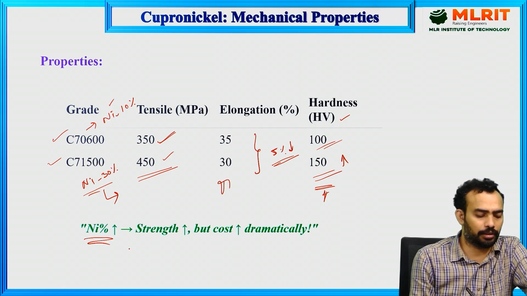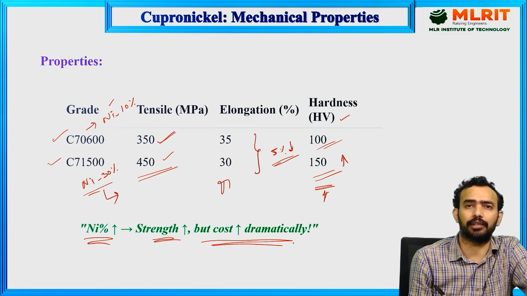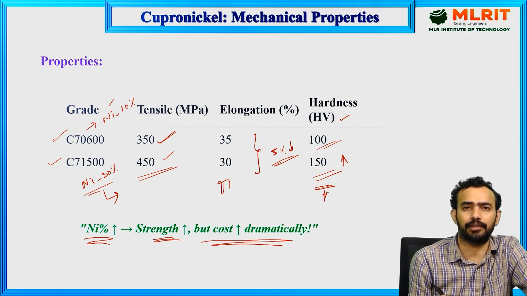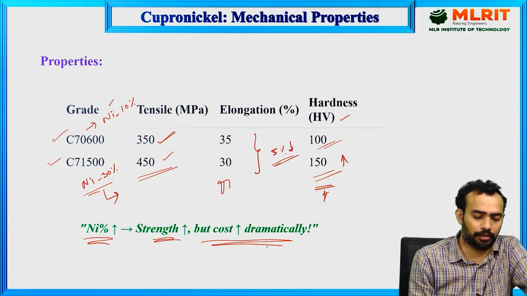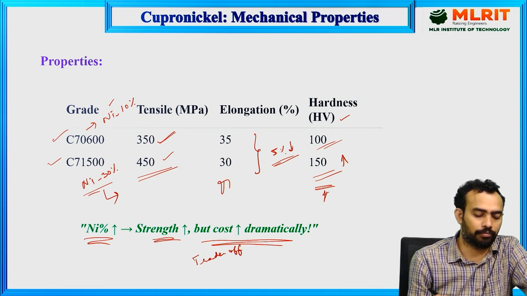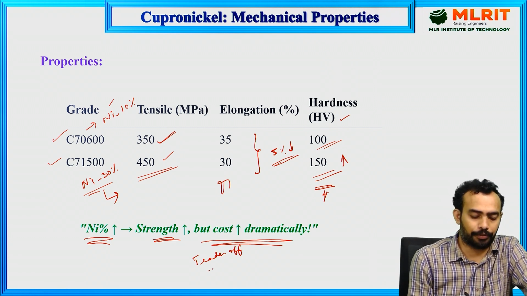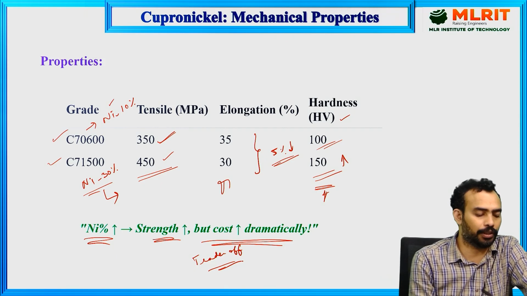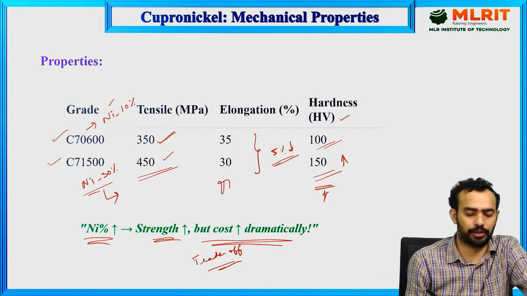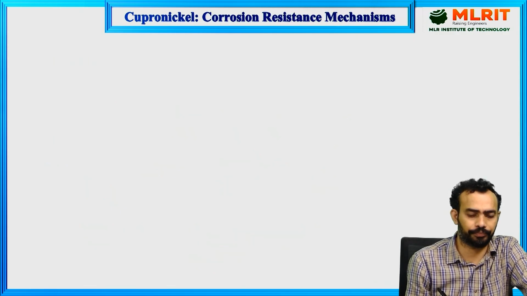With the addition of nickel, strength can be improved, but the cost is dramatically increased. So we have to make a trade-off between the improvement in strength and the cost. With the increase in nickel percentage, strength increases, and cost also increases dramatically in parallel.